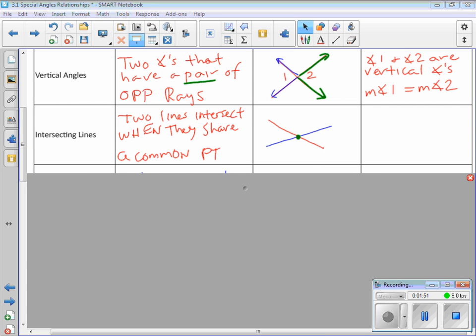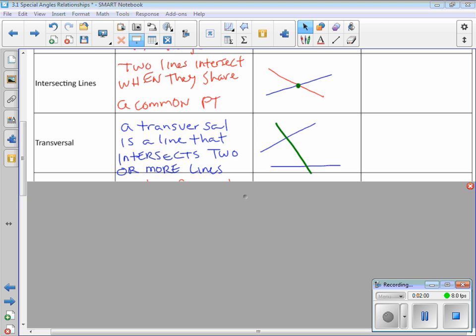All right, intersecting lines. Two lines intersect when they share a common point. So here's a blue line and a red line with a point. Very basic stuff. Now remember, I'm moving through these pretty quickly, but the beautiful thing is you can put me on pause, go back and review it, write down what you need to, and stay with me.